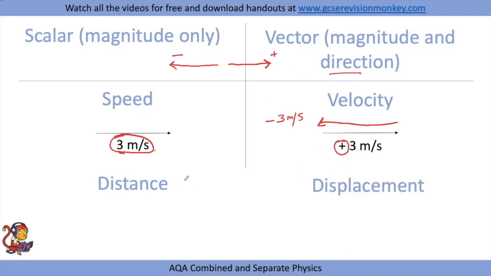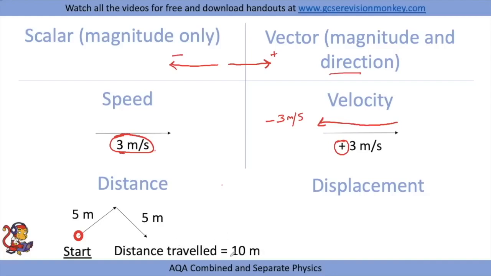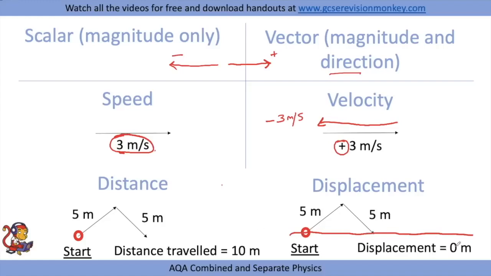Let's have a look at an example. If we have a starting point and an object moves 5 meters and then another 5 meters, the total distance would be 10 meters, 5 plus 5 making 10. However, if we look at the same scenario with displacement, because it's returning back to the same original starting point, we would actually say that there was a displacement of 0 meters because they've gone up and come back to this same starting position. So its displacement is 0. So that's the difference between the scalar and vector quantities, speed versus velocity, and distance versus displacement.